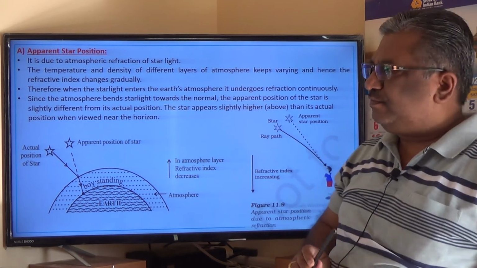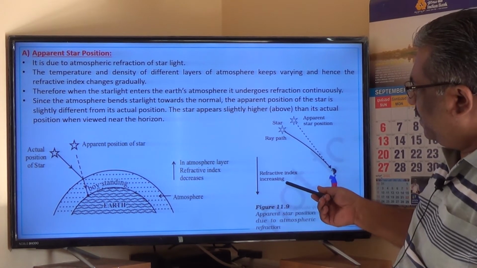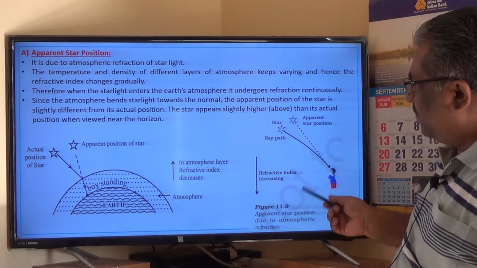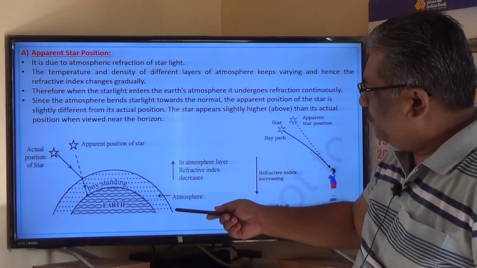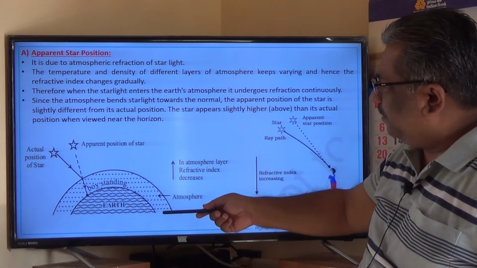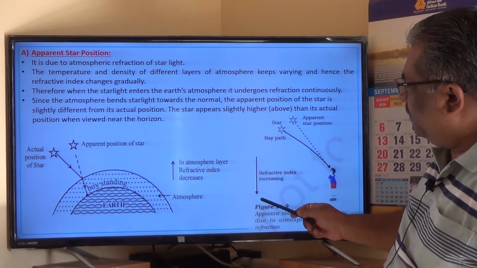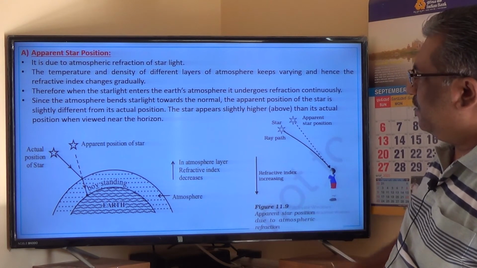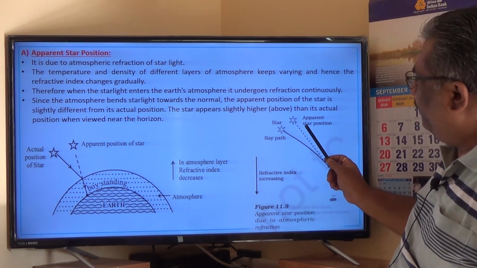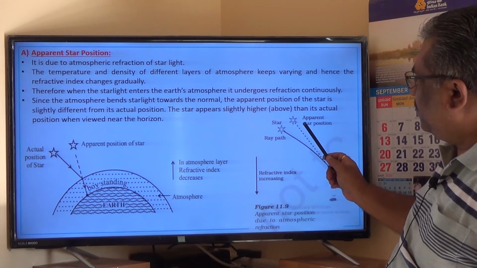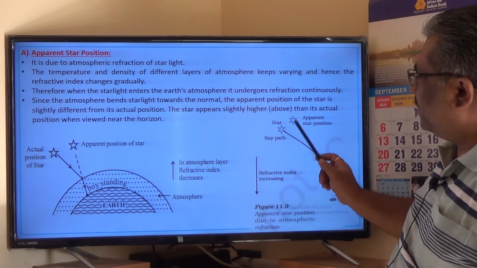First point. Now let us see why this happens. Here also you can see the refractive index increases towards the earth's surface. Here it is given that as you go above the earth in the atmosphere, the refractive index decreases. When you come towards the earth through the atmosphere, the refractive index increases. So let us try to explain why this apparent position is observed slightly above or higher compared to the actual position of the star. Let's see this.